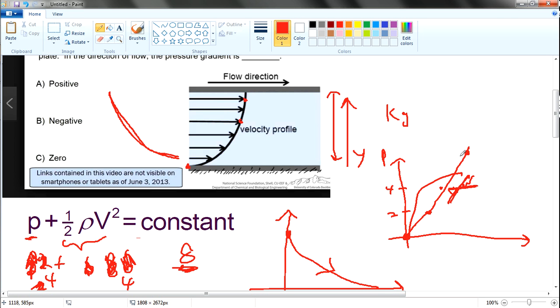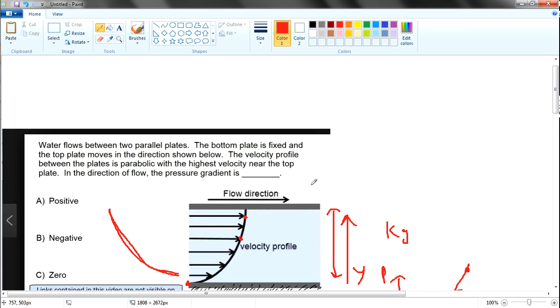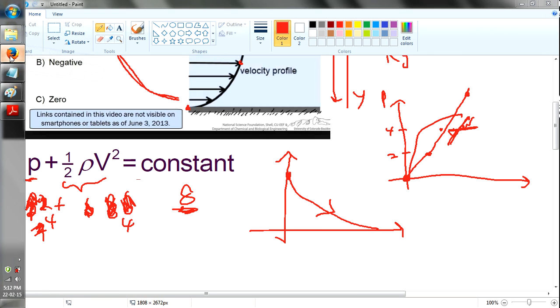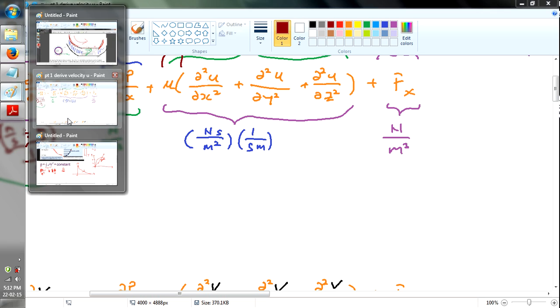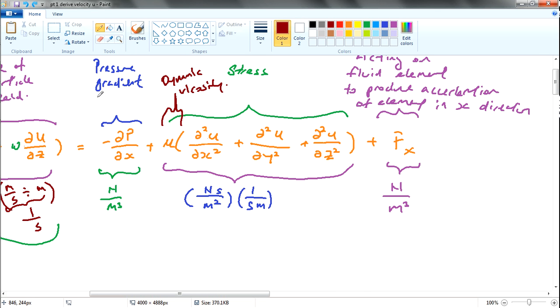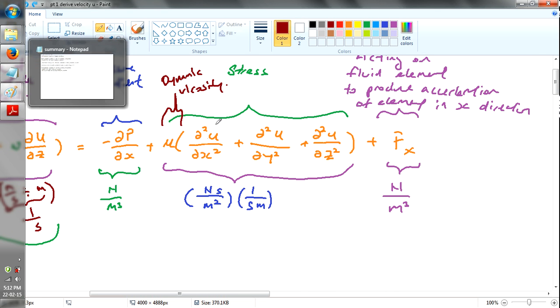So previously this one is actually positive gradient, right? I hope I didn't confuse you. And then, yeah, let's get back to the pressure gradient. You just get a feel of it. I talk a lot of it.